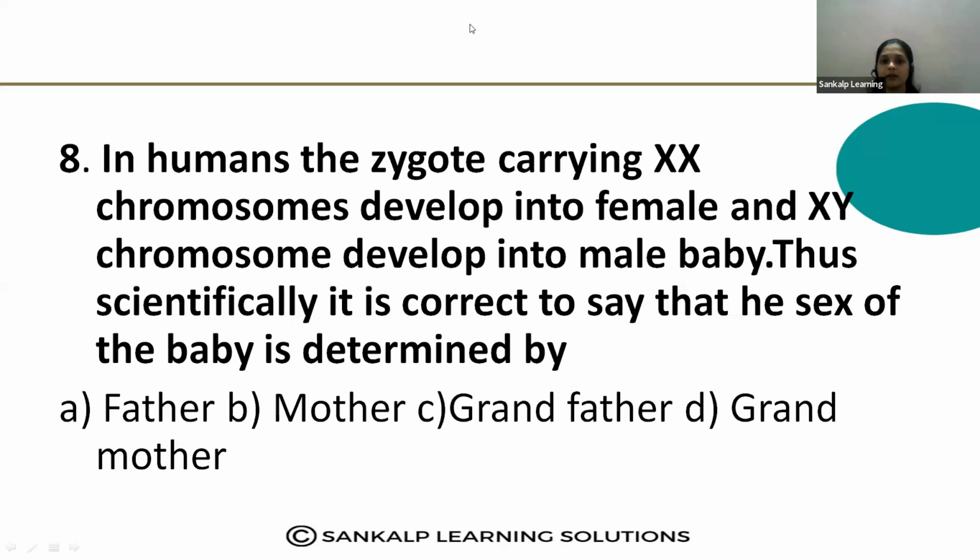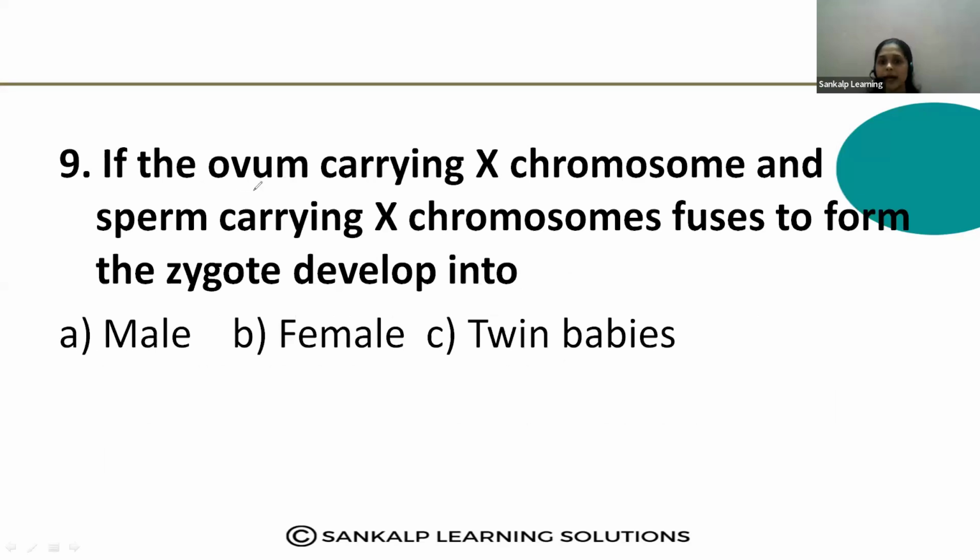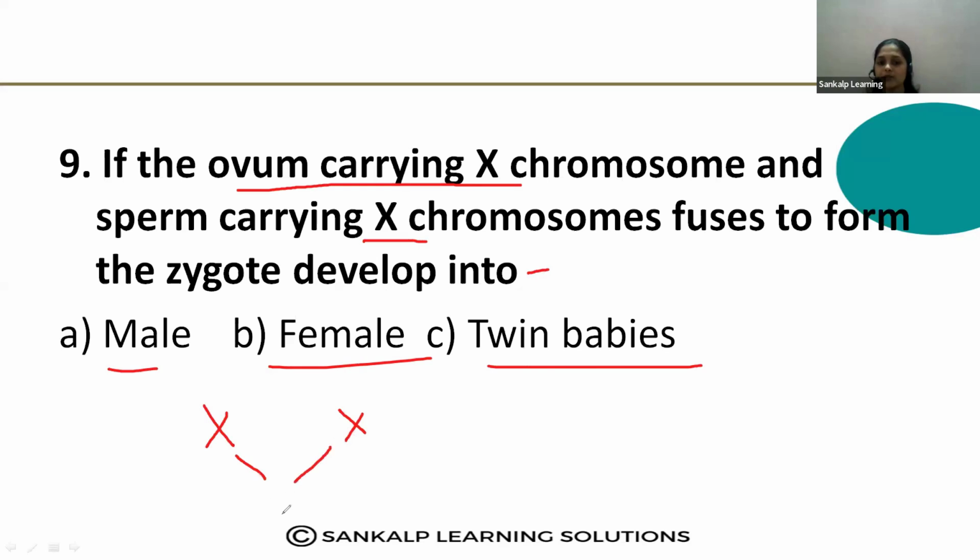Ninth one. If the ovum carrying the X chromosome and the sperm carrying the X chromosome fuse to form the zygote, it develops into male, female, or twin babies. Only three options are given here. Just read the question properly. The ovum carries the X chromosome and the sperm also carries the X chromosome. They fuse to form the zygote that has XX chromosomes. That zygote will develop into male, female or twin babies.